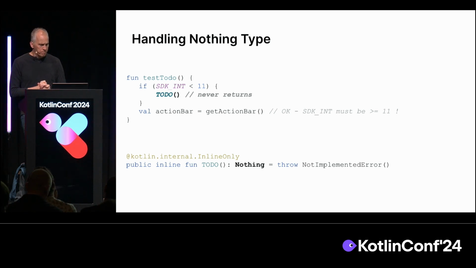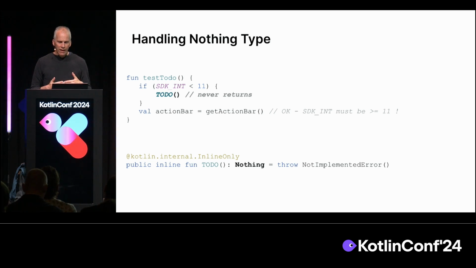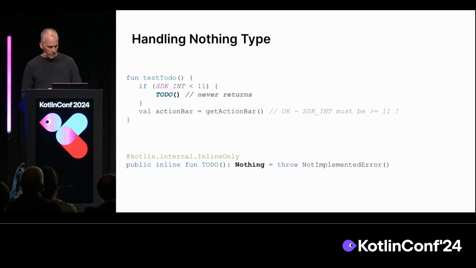So here's a simple example. Here we have a scenario where we know that the TODO will never return. So Lint can take advantage of that when analyzing the control flow. And in particular, it should understand that after the TODO call, there's no chance of fall through. So it can conclude that SDK int must be at least 11. So the way the Kotlin compiler can reason about this is that the TODO method in the standard library has a return type of Nothing.